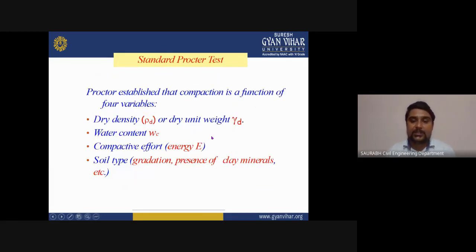Proctor established that compaction is a function of four variables. First one is dry density, or dry unit weight. Second one is water content, which is known as WC. Then compactive effort, or energy, which is shown by E. And soil type, which will depend on gradation, presence of clay minerals, etc.